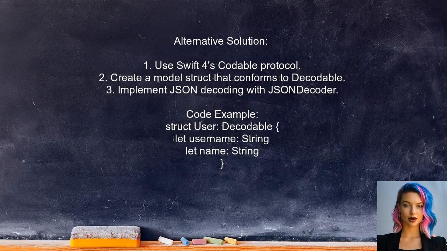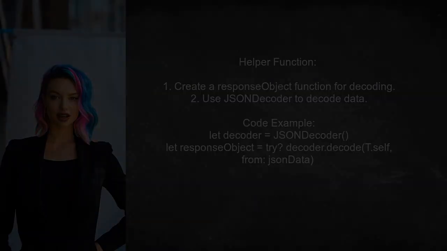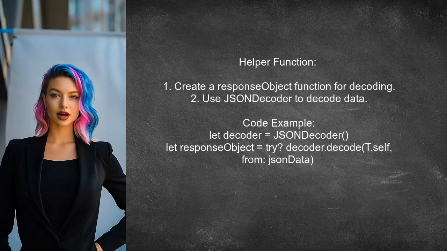This user suggests an alternative approach using Swift 4's codable protocol for JSON serialization. They explain that instead of relying on object mapper, you can create a model that conforms to decodable. This allows you to easily decode JSON data into your model without additional dependencies. The user provides a helper function to handle the decoding process, which simplifies the response handling in Alamofire.